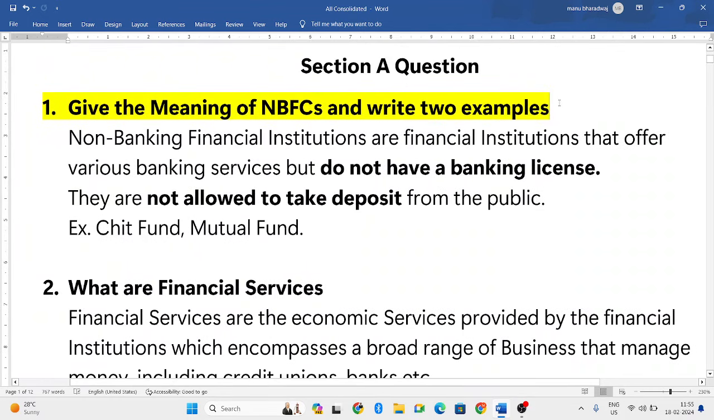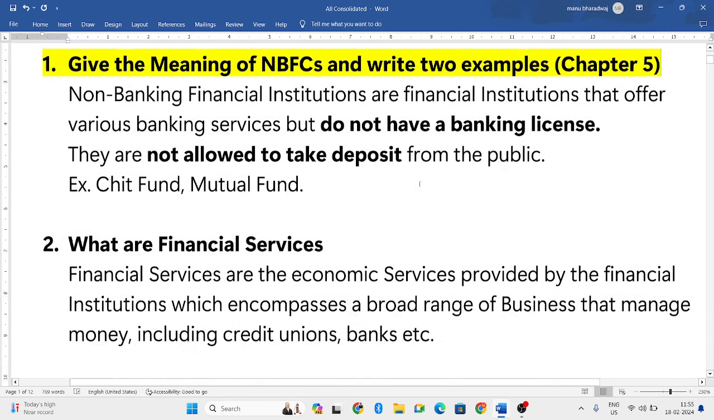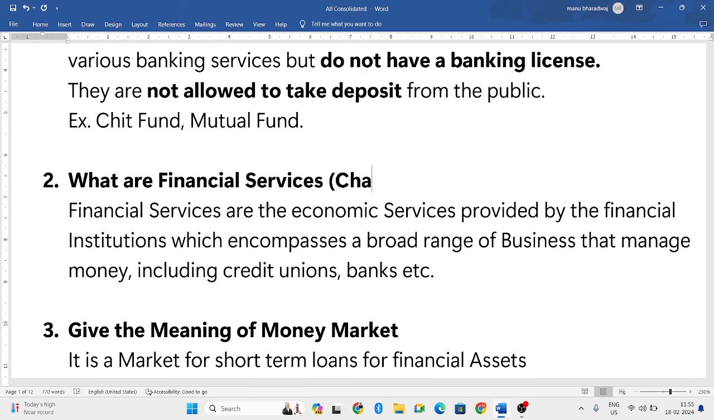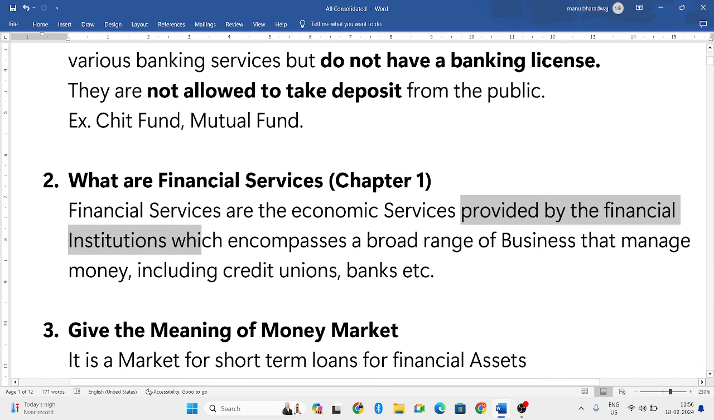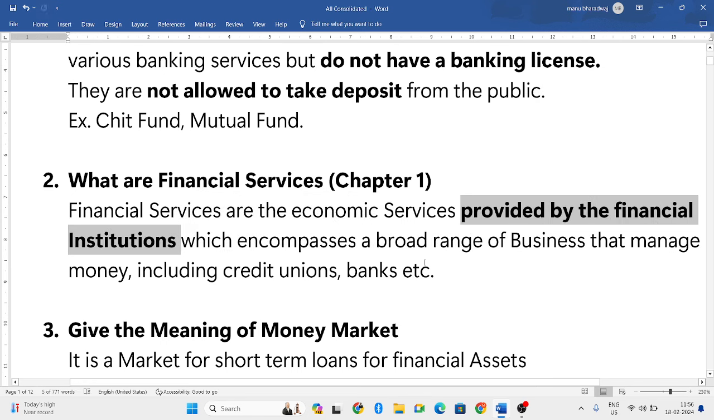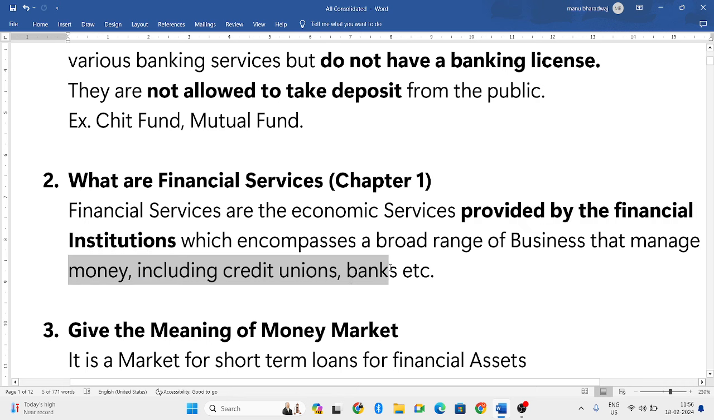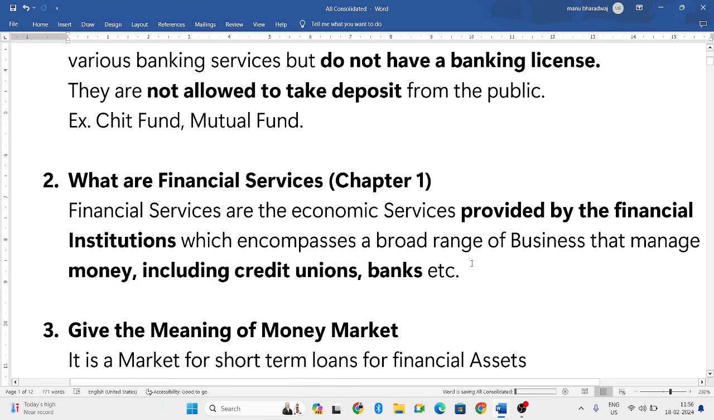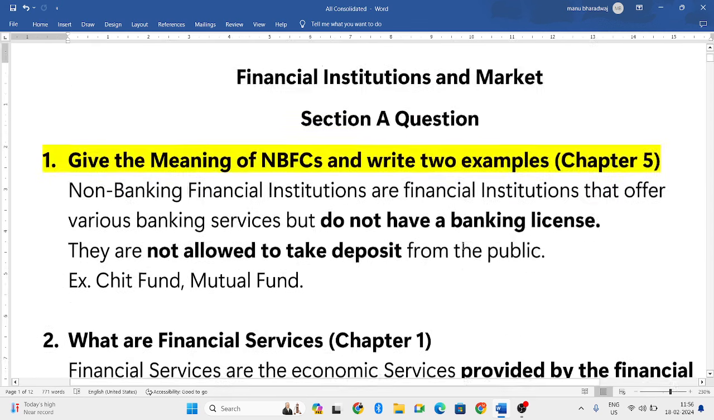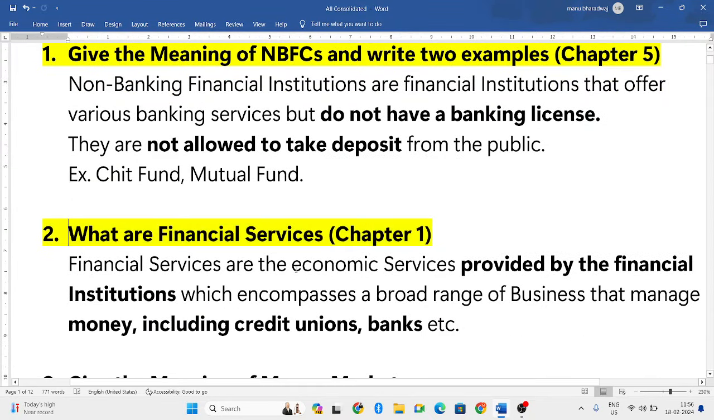I'll also write from which chapter each one is. This one is from chapter number 5, and this is from chapter number 1. What are financial services? Financial services are the economic services provided by financial institutions. It has a broad range of businesses that manage money, including credit unions and banks. Under financial services, we have two types: fund-based and fee-based financial services. This is from chapter number 1.